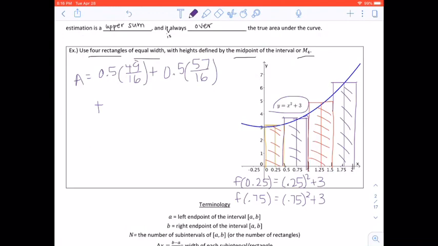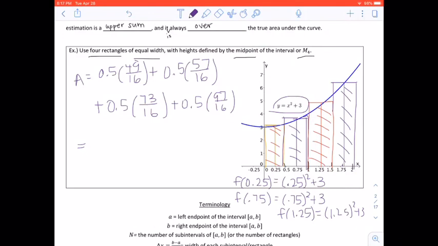Plus the next rectangle that we have, that midpoint that we substitute in was 1.25. So we have 1.25 squared plus 3. And so the base of the rectangle is 0.5 times the height, which works out to being 73/16, plus, and then our last rectangle, that base again is 0.5, and substituting in 1.75 into my function and squaring it and then adding 3 works out to be 97 over 16.